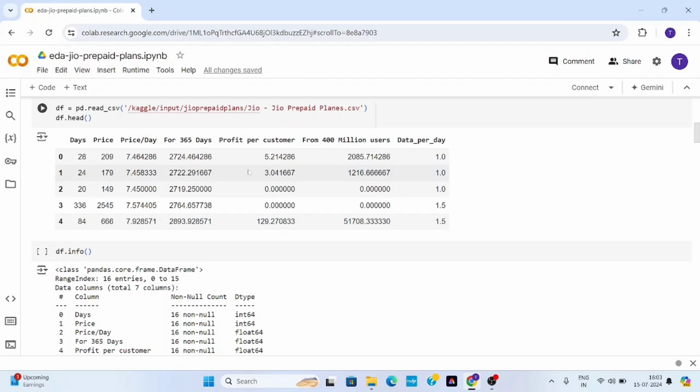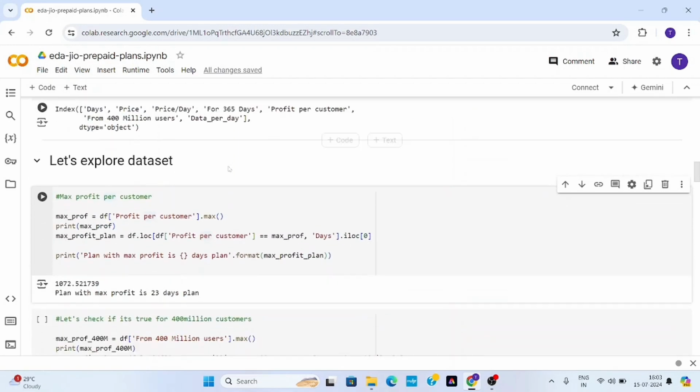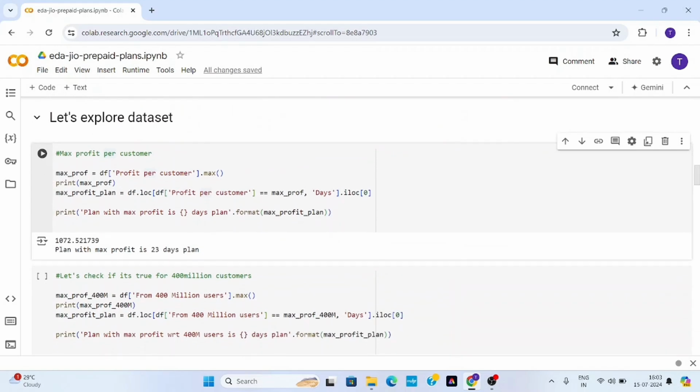So for 3 profit per customer, the day value is 24. Like that, I'm just going to calculate the 1072 plan and solve for the day. In that I am getting around a 23-day plan. So this 23-day plan gives more profit for the Jio company. This is for the company, not for the customer.